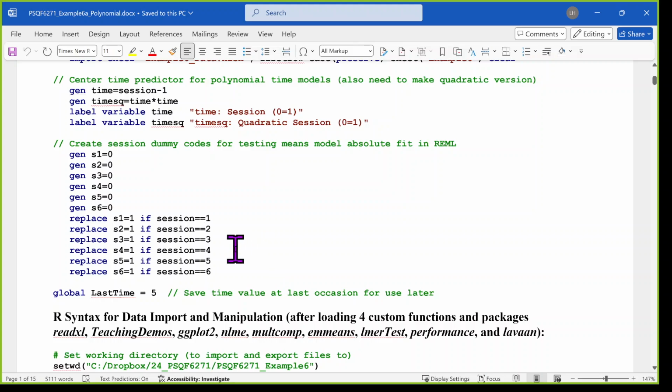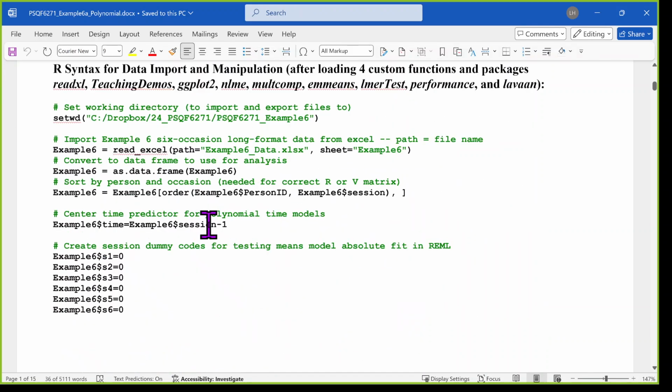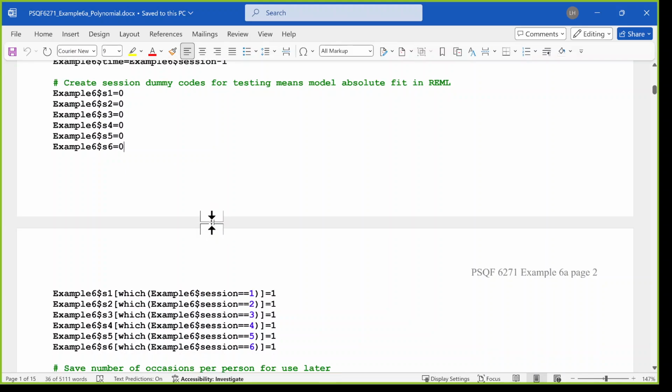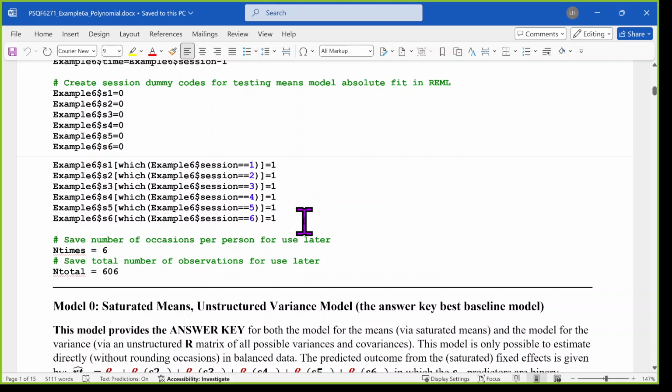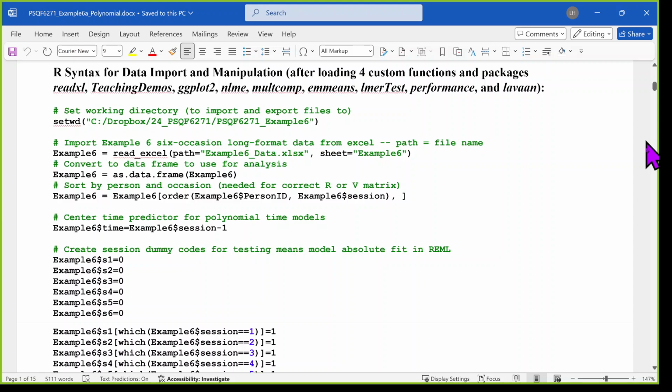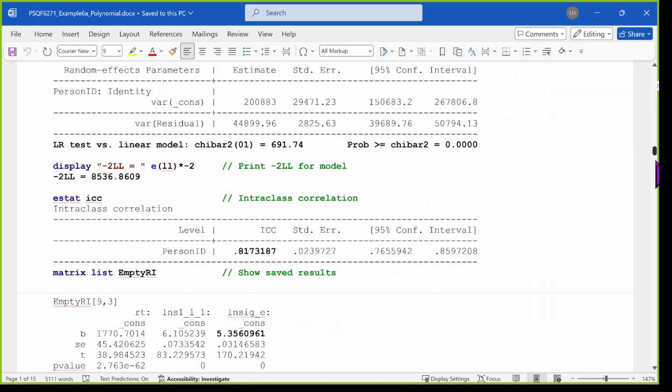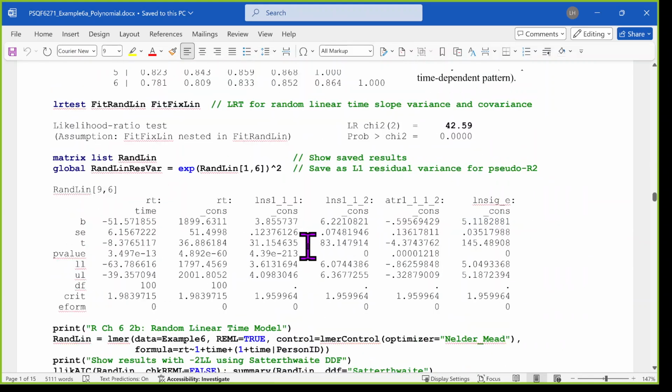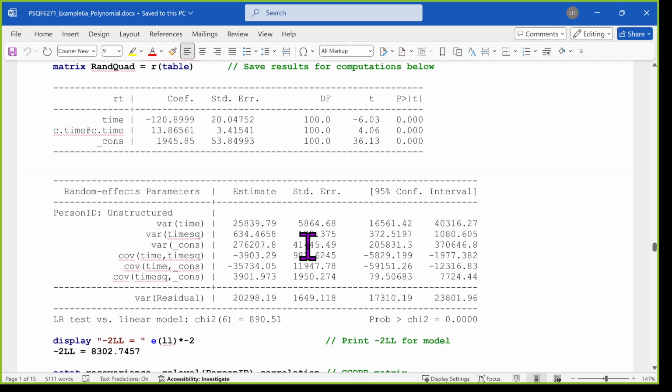So one thing then that is going to be relevant today is this stuff right here. So I am creating session-specific dummy codes that are going to be used later on in testing absolute fit. So I did that here in Stata, and I did the same thing in R. I'm sure there's faster ways to do it, but my code is meant to be transparent, not to be efficient. Let's put it that way. So we will see those in action here in just a bit. All right, let me get to the quadratic models. Just saw it. There we go.